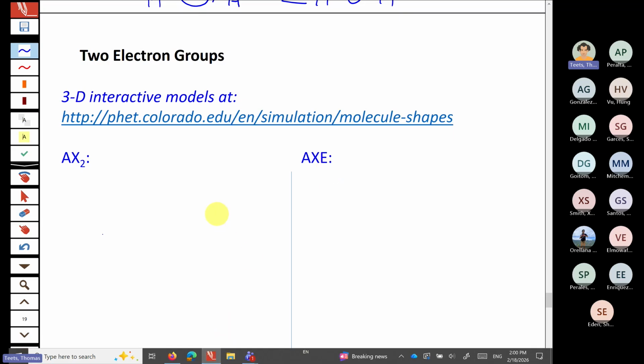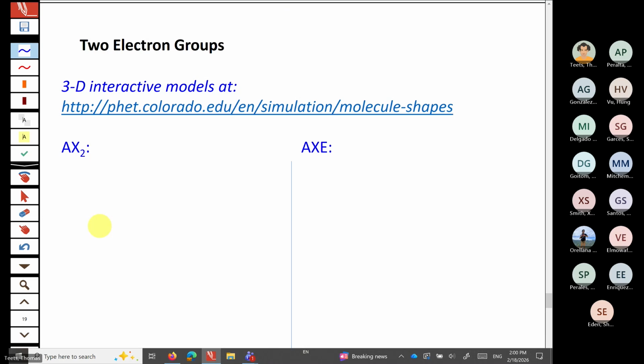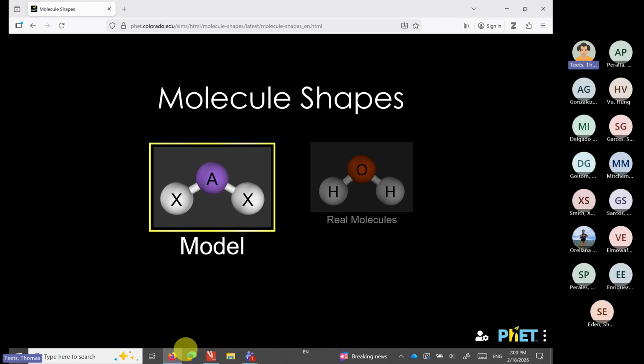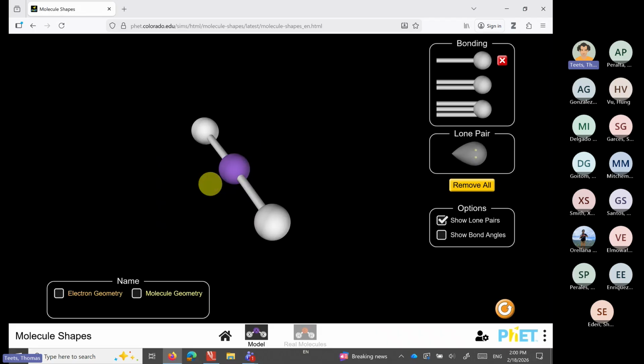So we're going to start with, as I said, there's 5 possibilities, 2, 3, 4, 5, 6 electron groups. We'll get through the first 3 or 4 of those today and continue it next time. So with 2 electron groups, this is what the simulator looks like. You can do it with real molecules or models. I'll do models today. All right, so this is the first one that comes up, 2 electron groups.